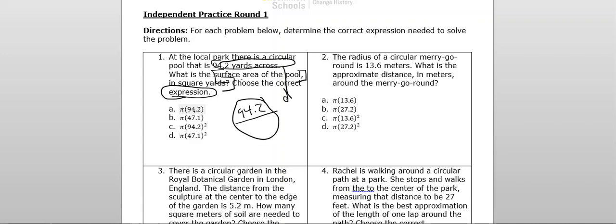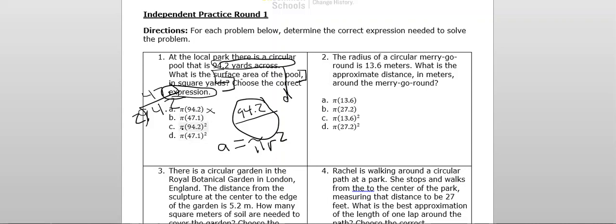Am I going to use pi times 94.2? I know that's wrong, because I know that the area of a circle is equal to pi times the radius squared. Is it pi times 47.1? Well, if I take 94.2 and divide that by 2, I am going to get 47.1. And that is the radius. So I'm not really sure. I'm going to come back to this.